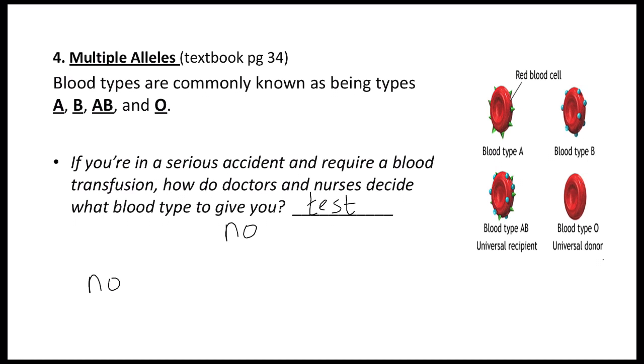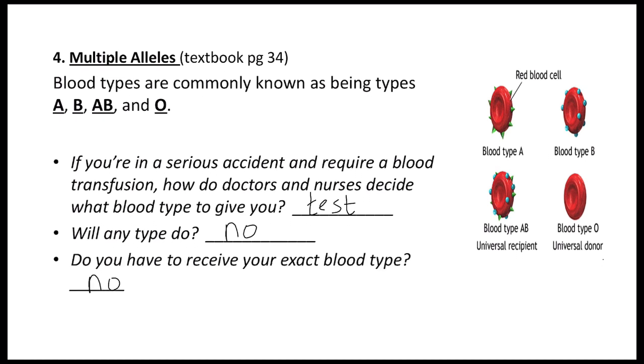If you're in a serious accident and require a blood transfusion, how do doctors and nurses decide what blood type to give you? So they will test your blood first, or your blood test might be on file. Will any type do? No. You need to have the blood that is compatible with what you have. Do you have to receive your exact blood type? No, with the exception of one blood type that needs its own. So the other three can receive others.